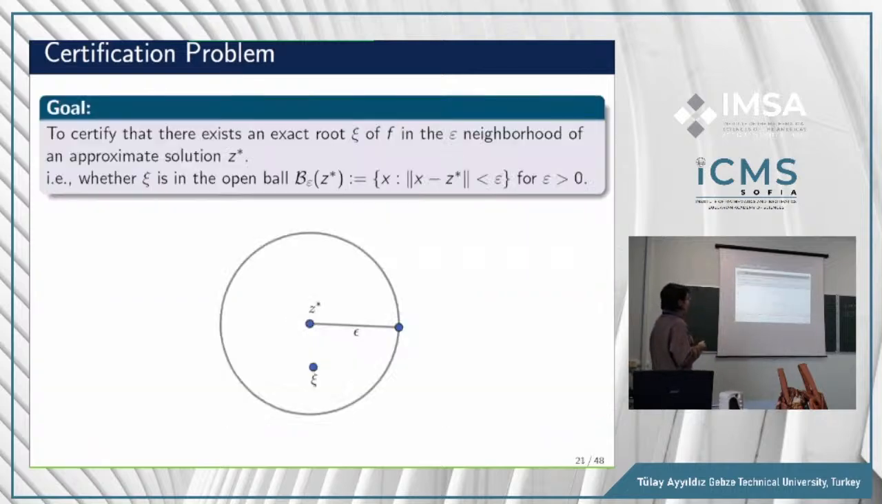So in this open ball, we are given this z star and epsilon, but we don't know this one. This is not here actually. We have no idea about this. But we will certify that there is an exact root in the neighborhood without any knowledge of the exact root.